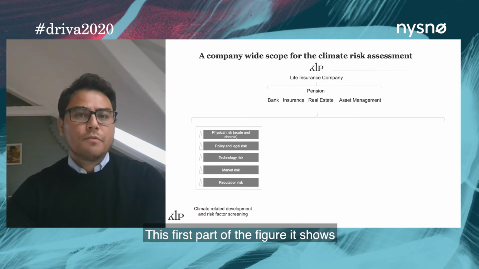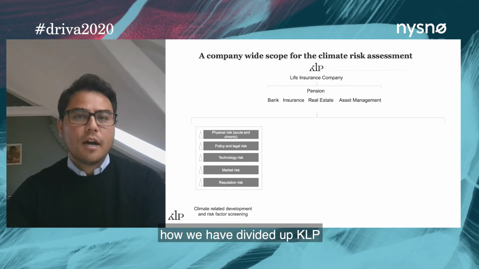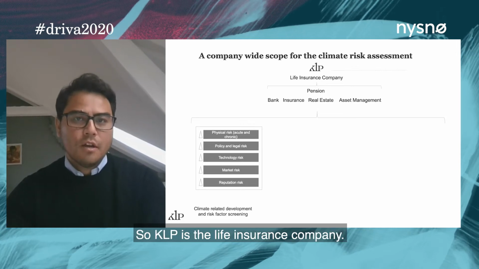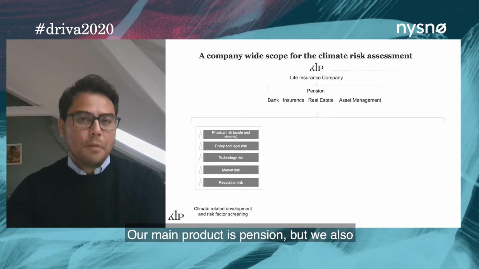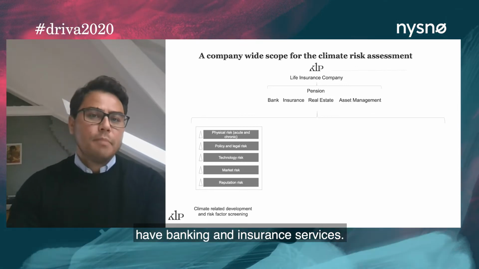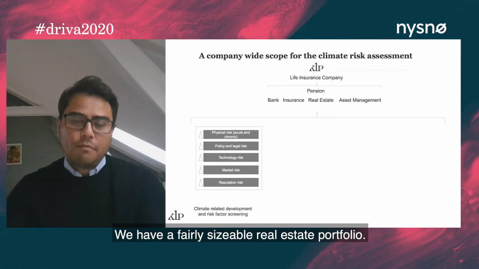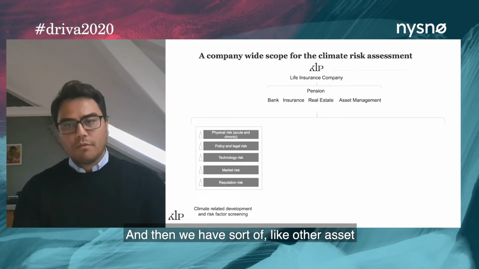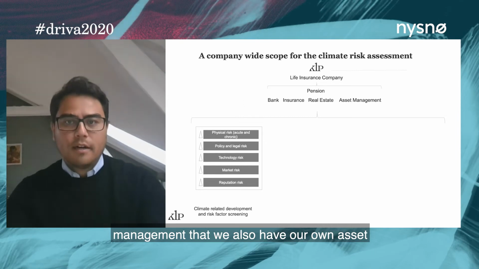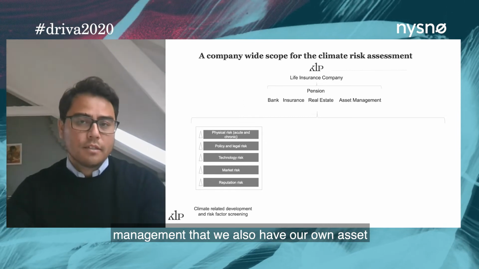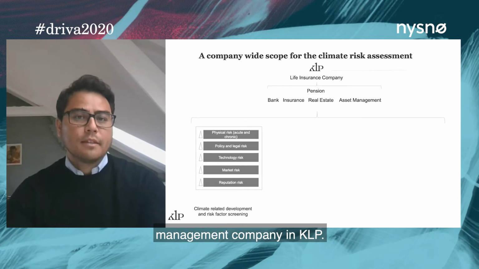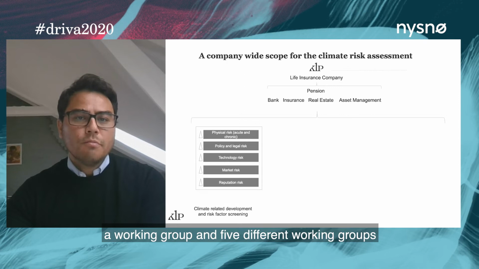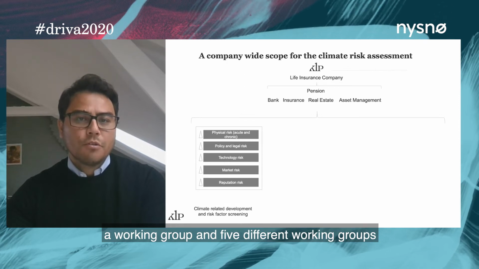This first part of the figure shows how we have divided up KLP into different segments. KLP is a life insurance company. Our main product is pension, but we also have banking and insurance services. We have a fairly sizable real estate portfolio, and then we have the other asset management, and we also have our own asset management company in KLP. So basically what we did was set up a working group for each of these 5 different areas.